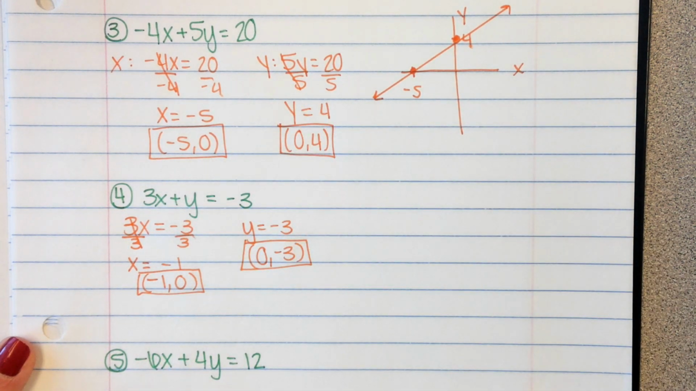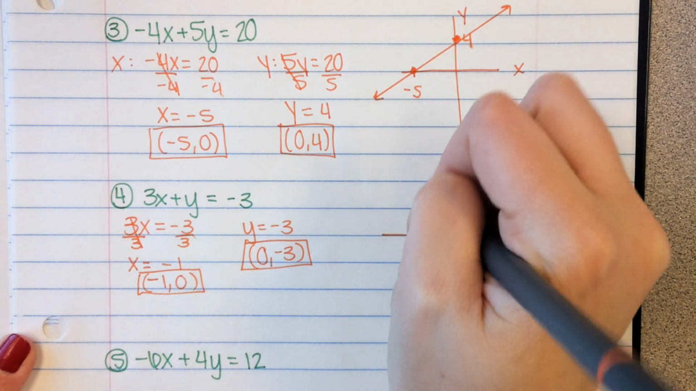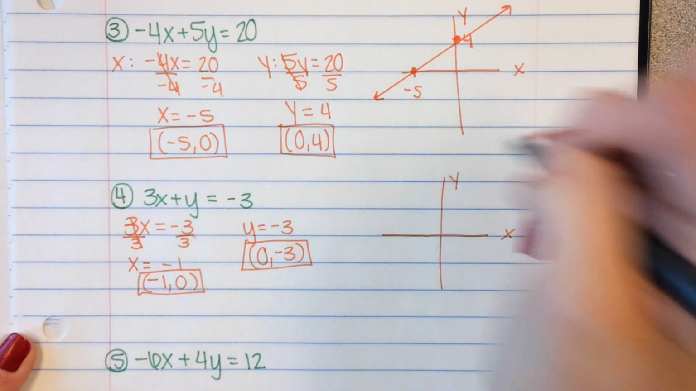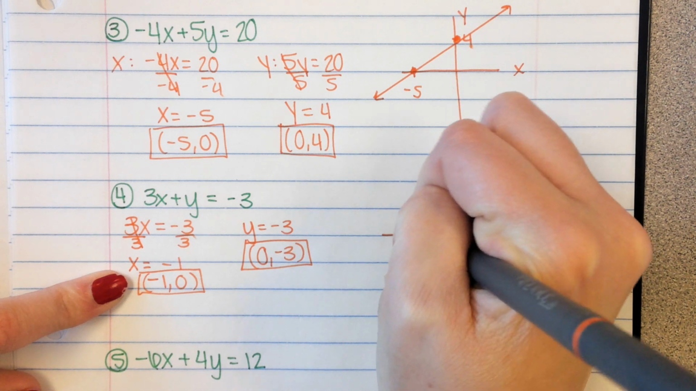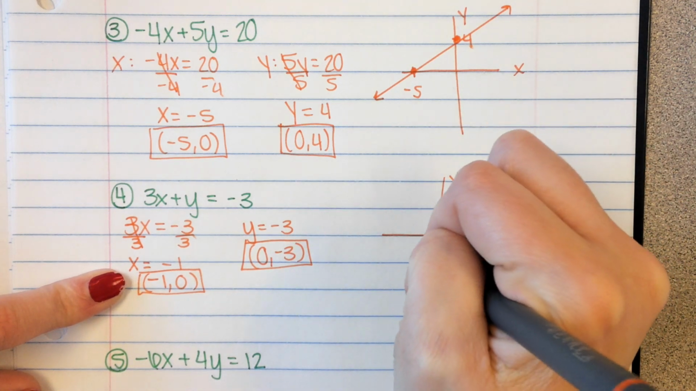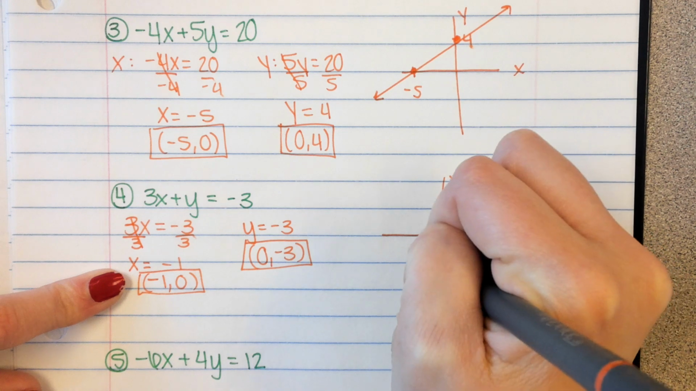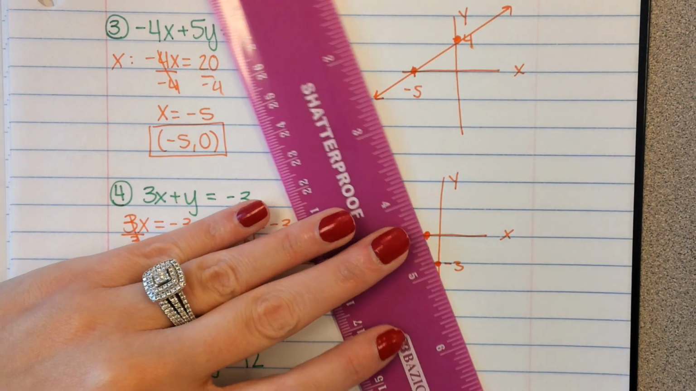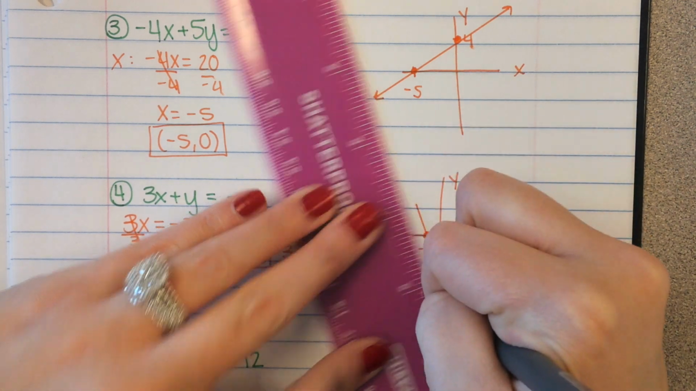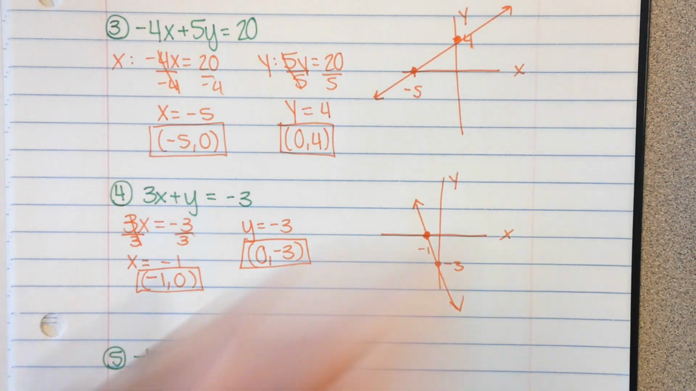All right, let's plot it on a graph. We have our x and our y. Our x is negative 1, 0. Let's say it's right there. And then 0, negative 3 is our y-intercept. Connect and make a line.